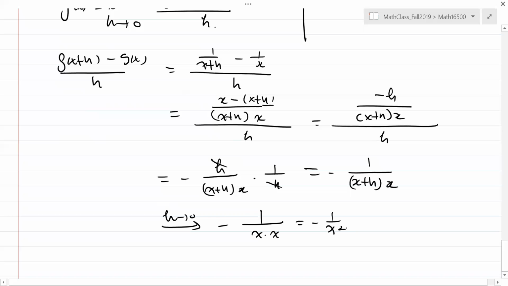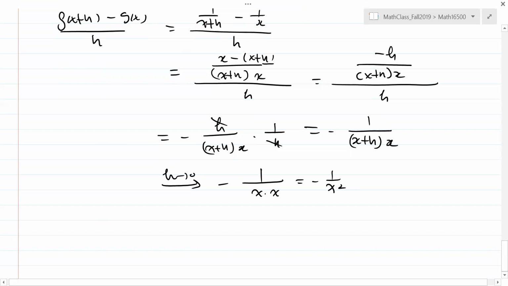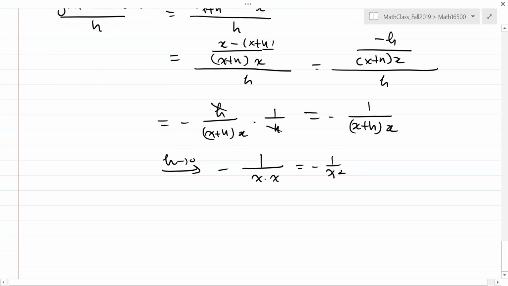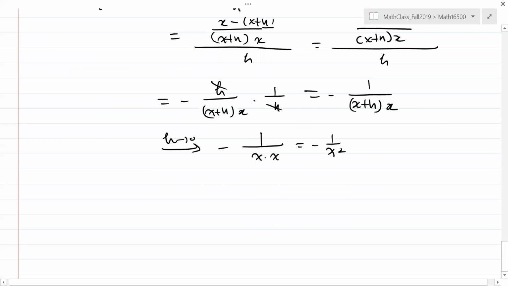I can even give you the derivative, no problem, so you can avoid giving me the answer using other methods. I just wanted you to use the definition of the derivative to prove that the derivative is negative 1 over x squared. Similarly, you can do square root of x. So you can do similar problems.